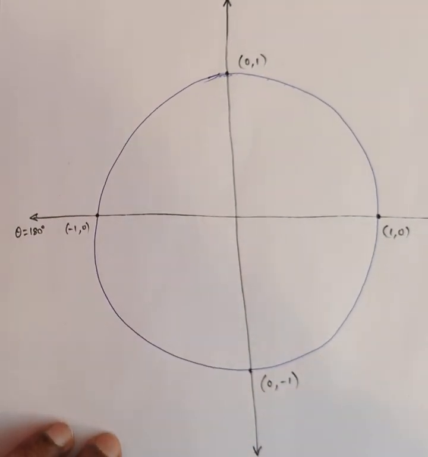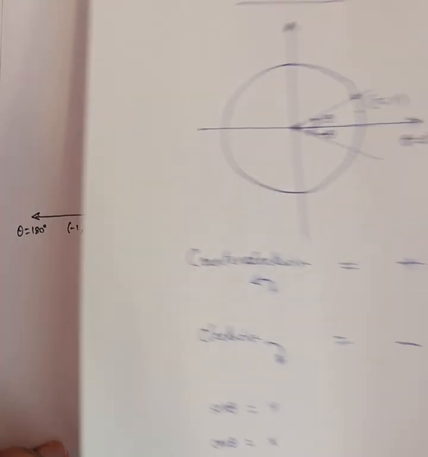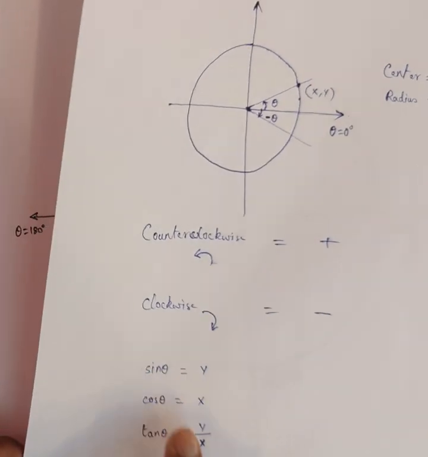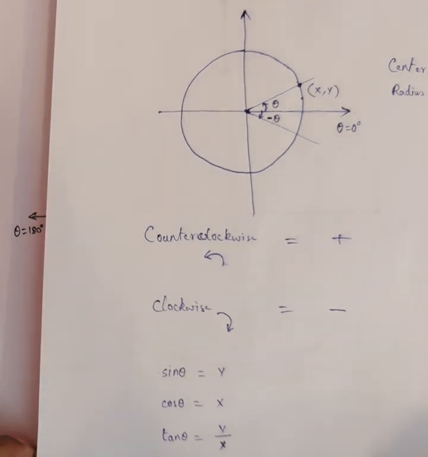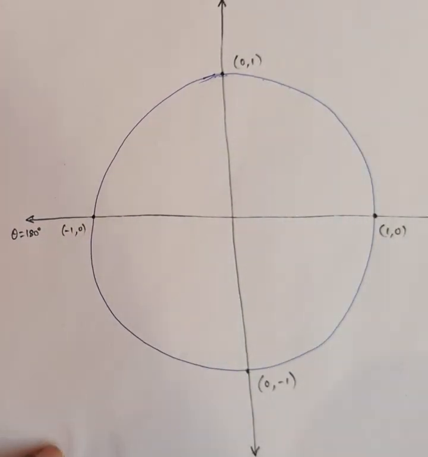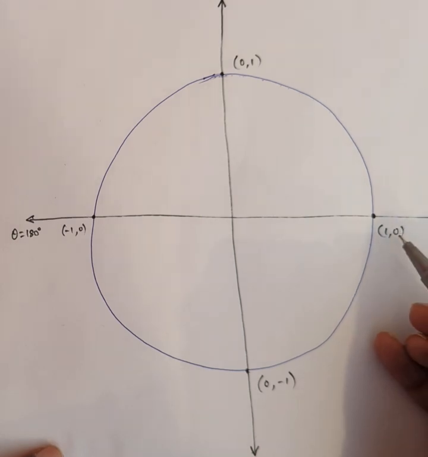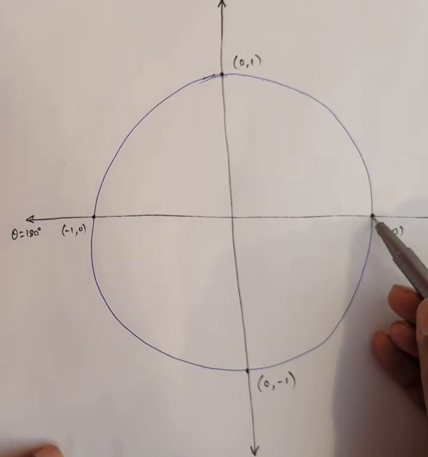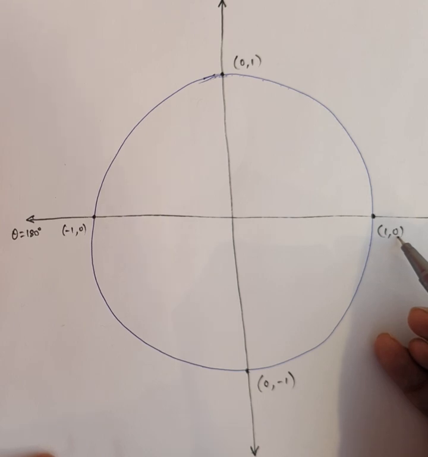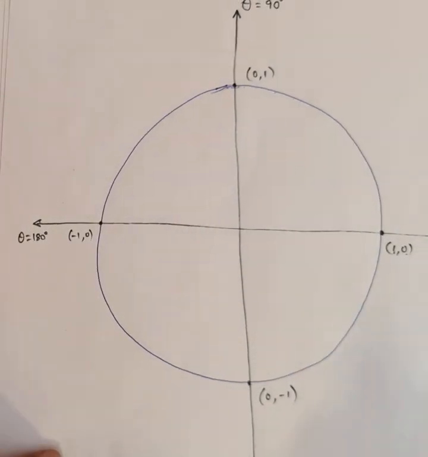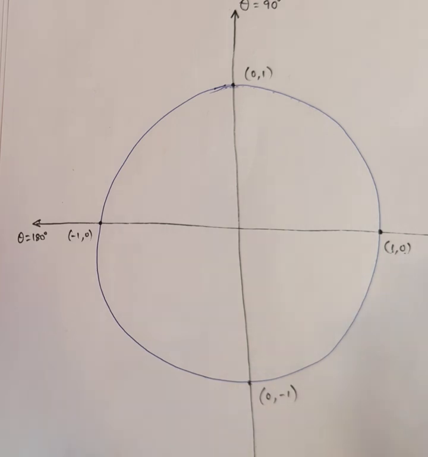Now, how did we define the trig functions? Sine theta is y, cos theta is x, and tan theta is y over x. So if I want to know what sine 0 is, I just have to look at the y coordinate of this point on the unit circle. So sine 0 is just 0, and cos 0 is 1, and tan 0 is 0 over 1. So I can get the trig functions for sine, cos, tan for 0 degrees. It would be nice if I can get them for more angles.